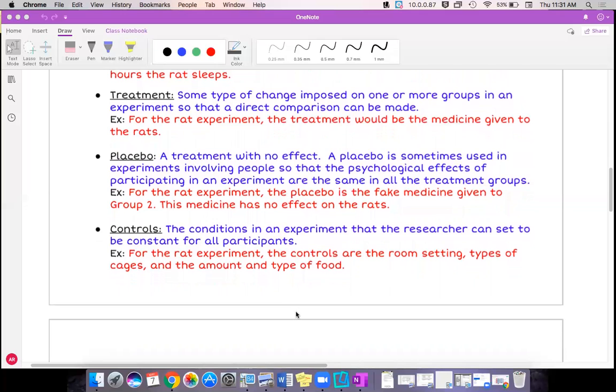And then the last vocab word is controls. That is the condition in an experiment that the researcher can set to be constant for all participants. For the rat experiment, the controls are the room setting, the types of cages, and the amount and type of food and water that they're all getting. So all of those things are being controlled. They're constant, so that those can't come in and affect the outcomes, even though there could be other things.